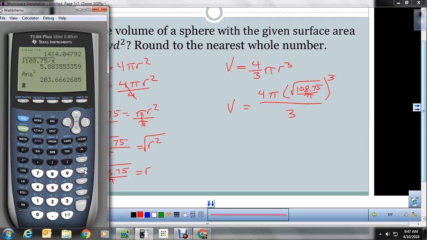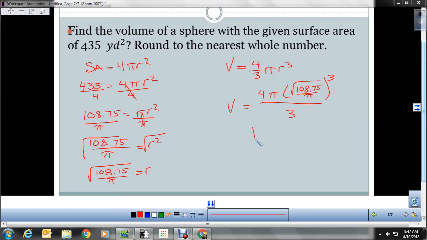Gives us 203.666. Now we're going to multiply by 4. Multiply by pi. And our last step is to divide by 3. So that gives us 853.11. So the nearest whole number, the volume would be 853. And our units here are going to be yards, so it's going to be cubic yards. All right, so this concludes our lesson on surface area and volume of spheres.